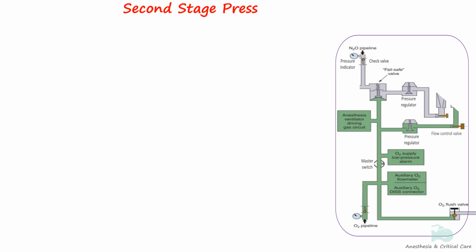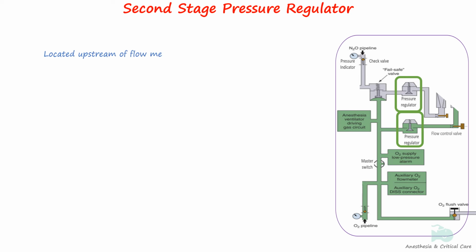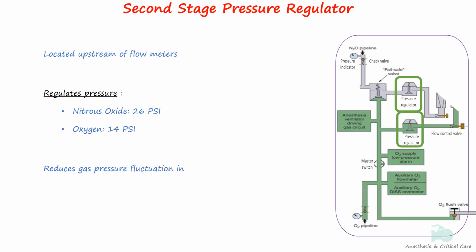Some anesthesia machines have pressure regulators in the intermediate pressure system just upstream of the flow indicators. This regulator reduces the pressure further to around 26 psi or 177 kilopascals for nitrous oxide and 14 psi or 95 kilopascals for oxygen. They ensure that the pressure of the gas supplied to the flow indicators does not fluctuate. The flow through the flow meters remains constant when the pressure remains constant.